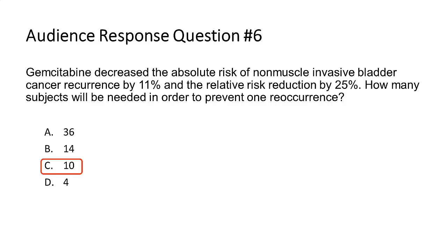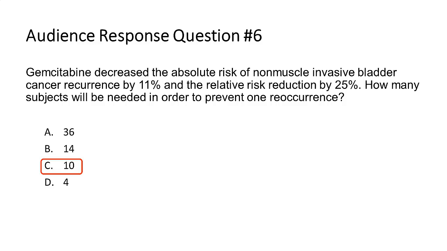The correct answer is C, 10. So what we are doing in this question is calculating the number needed to treat. And to calculate the number needed to treat, you use the absolute risk reduction. So you take 1 over the absolute risk reduction, but you need to make sure you use the decimal for the absolute risk reduction percentage.